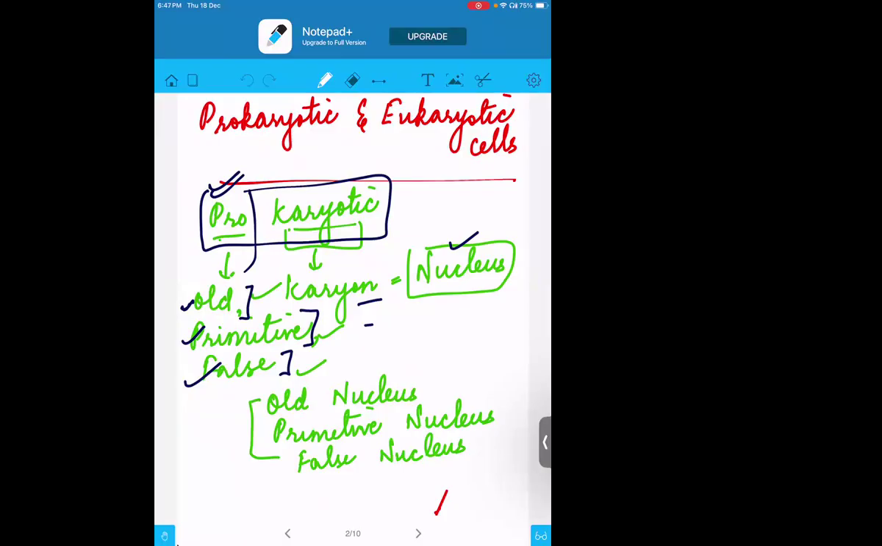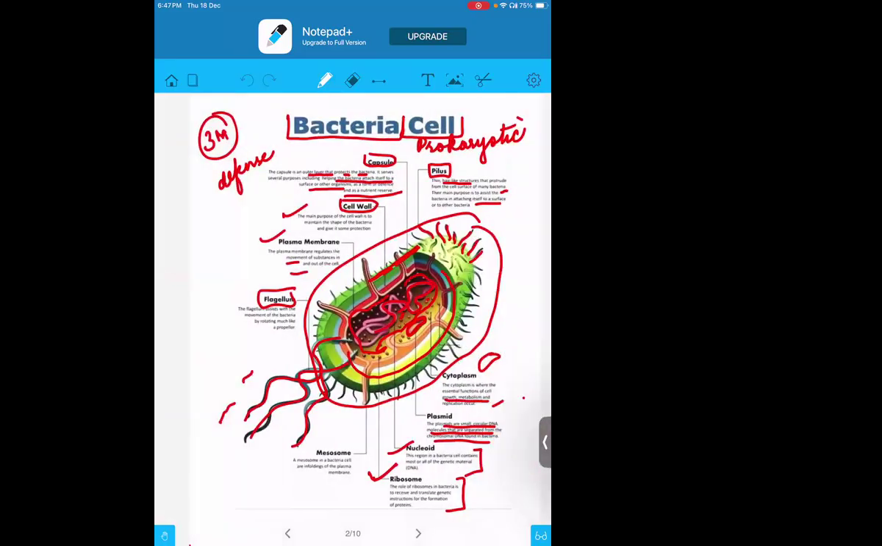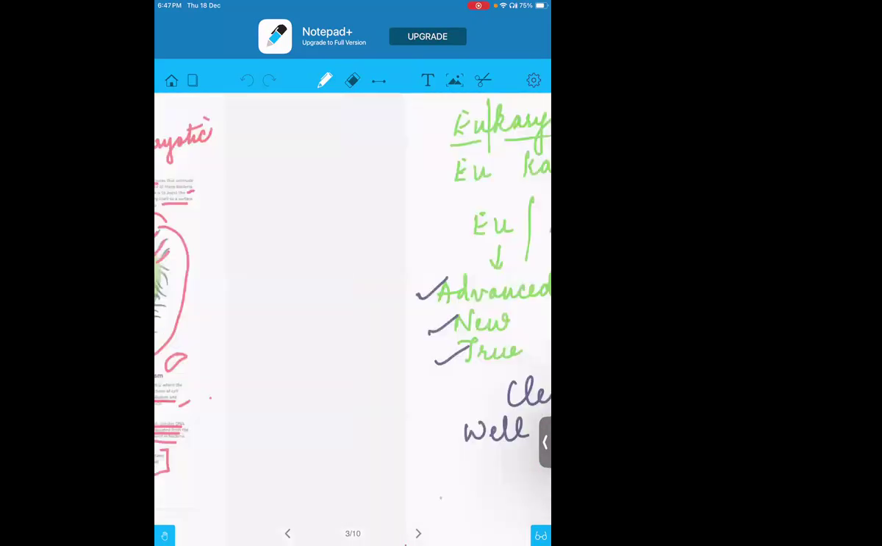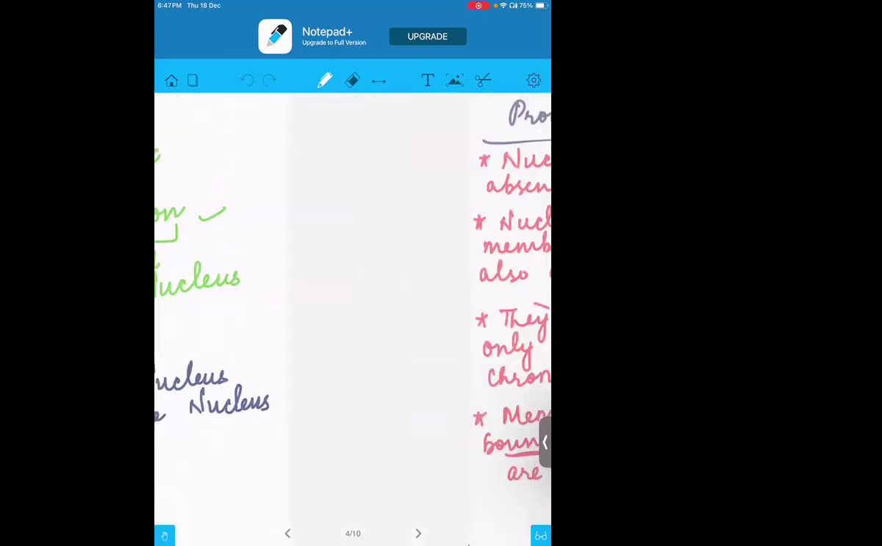Or we can say in very simple language that in them the nucleus is not clearly defined, or the nucleus is absent, or it is without any kind of membrane. Whereas in the eukaryotic, the nucleus will be clearly defined because they have the advanced nucleus.